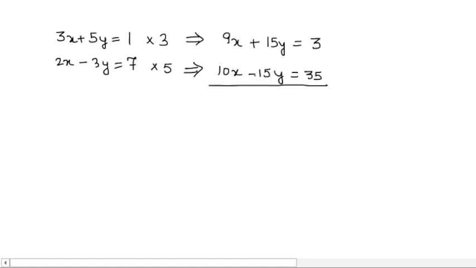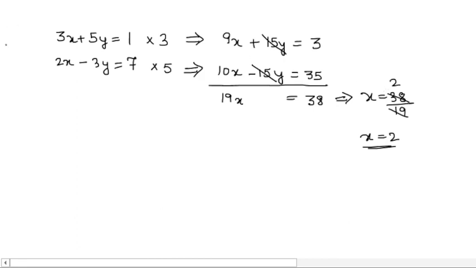So when they have opposite sign, we need not subtract them, we just have to add them vertically. So when we add them vertically, we get 9x plus 10x, which is 19x, positive 15y, negative 15y, they cancel out. Here we have 3 plus 35, 38. So eventually what I get here is x is equal to 38 upon 19. 19 times 2 is 38. So my x is equal to 2. So I got my value of x using the elimination method.